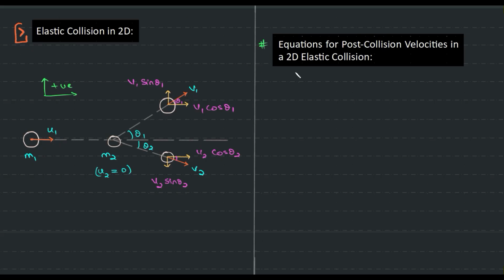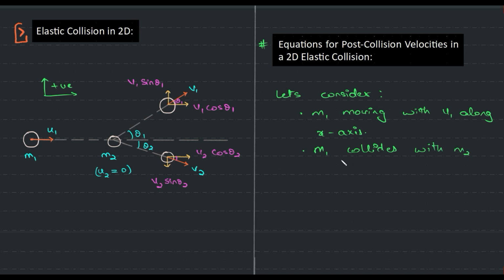So let's start off with this. Let's consider m1 moving with v1 along the x-axis, and then m1 collides with m2 which is at rest. So this is all before collision.